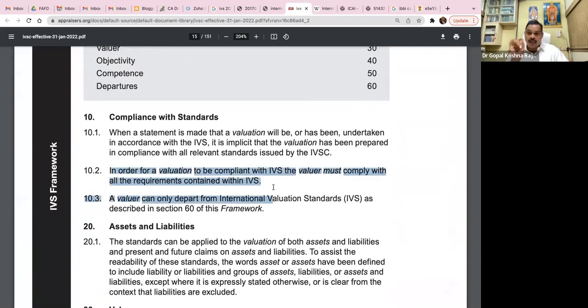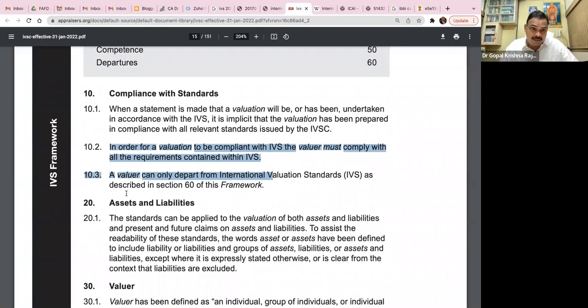Otherwise, don't say in your report that, out of 17 paragraphs what I have mentioned, only 4 paragraphs comply with IVS, remaining it doesn't comply. You cannot say that. Partly complying, partly not complying, not possible. Either you say I am married or you say I am not married. You cannot say I am partly married, partly unmarried. That is not possible. Okay, good.